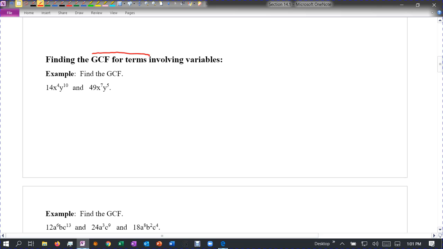Well, that's a little different. So here's our first example. If we're looking at these two terms, let's try and find the GCF, the greatest common factor. So let's look at the numbers first. So 14 and 49, we try and think of the biggest number that goes into both of those. And we can do that work on the side if we need to, break down 14 and break down 49. And you'd find that 7 is your GCF, your greatest common factor.